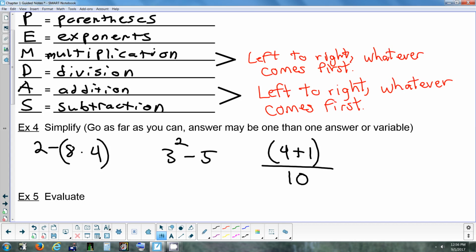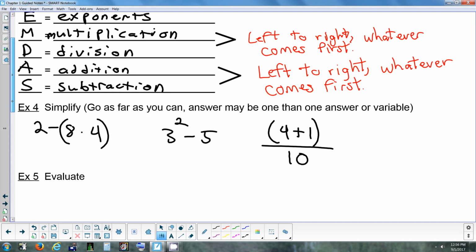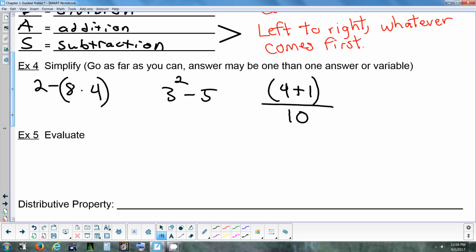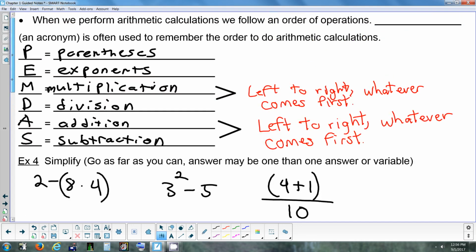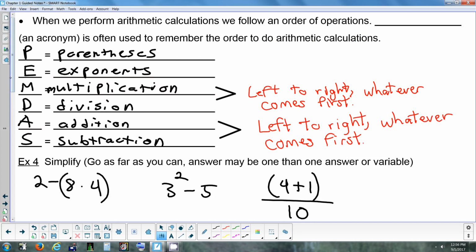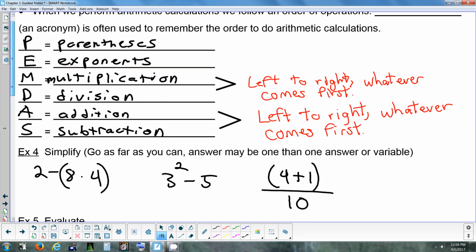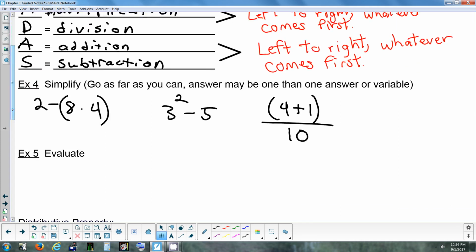For multiplication, division, and addition and subtraction, you can't do addition and subtraction before multiplication and division, but if you see division before multiplication, it's okay to do that first. They hold equal weight. But you can't do exponents before parentheses. Multiplication and division are equal, and addition and subtraction are equal. So if division shows up first, you can do it first. You're not going out of order.